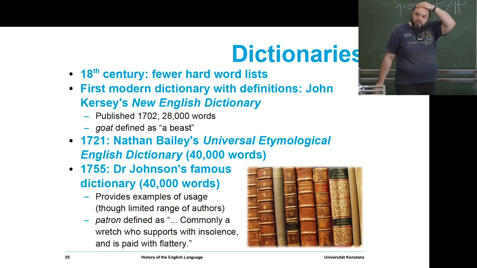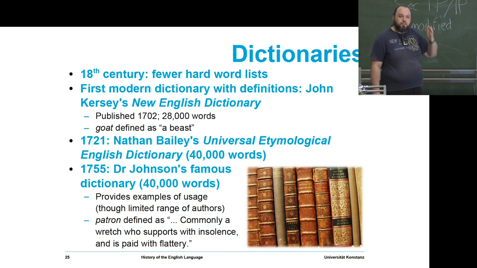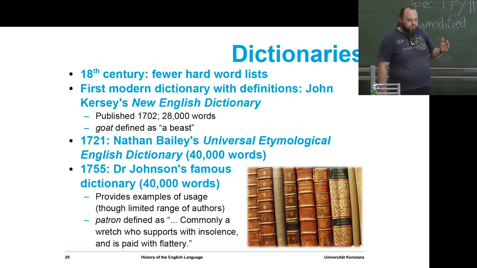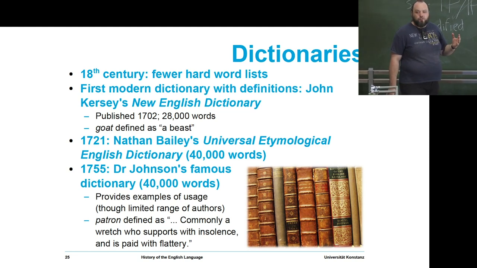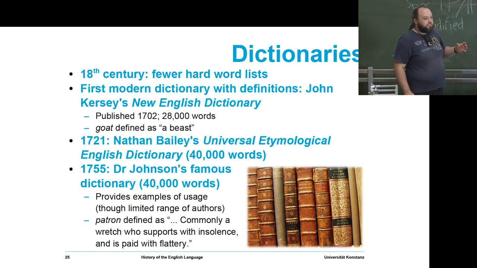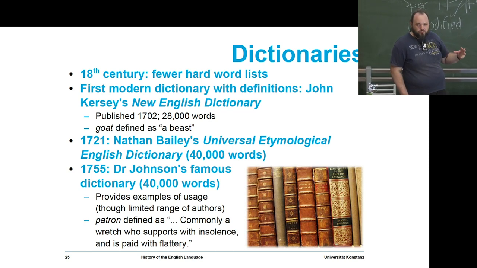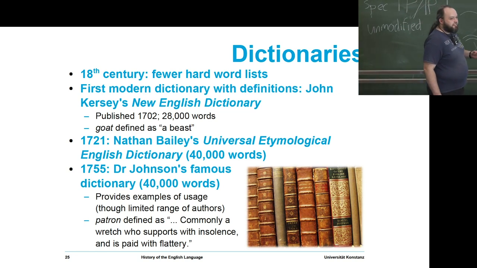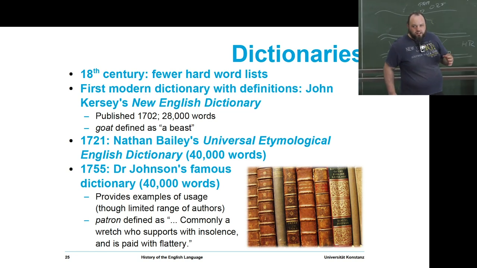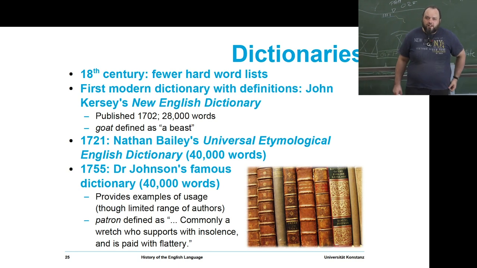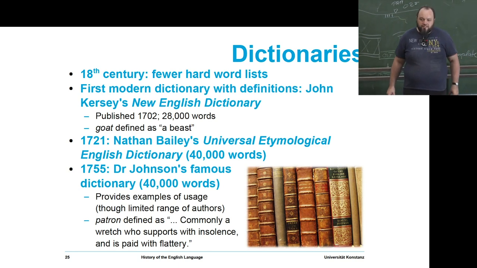What Johnson does that earlier dictionary writers don't do is that he gives examples. So he gives examples from a specific range of authors. He says, here's someone actually using this word in context. But he's also, again, like I say, very judgmental and sometimes a bit personal with his definitions.